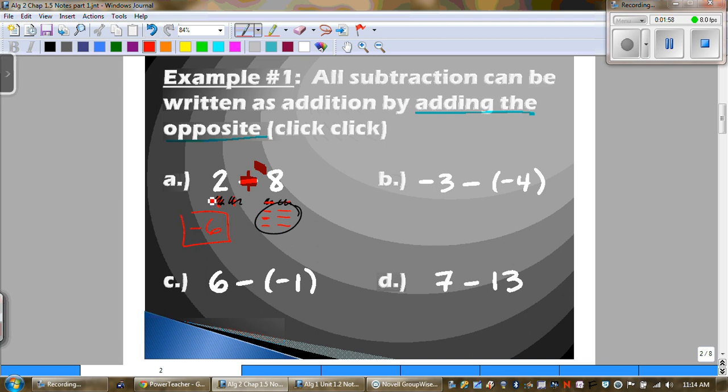Now, you don't do click, click with everything. You just do it with the subtraction. So here's our subtraction sign. Click, click. So this is really saying -3 plus 4.